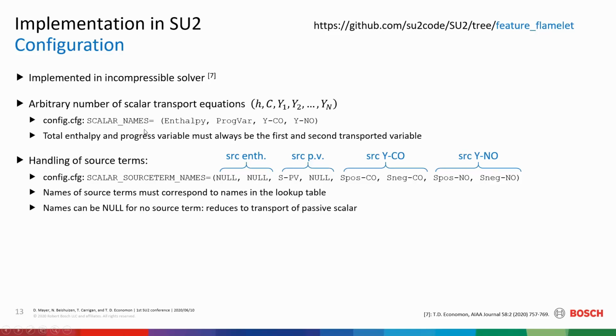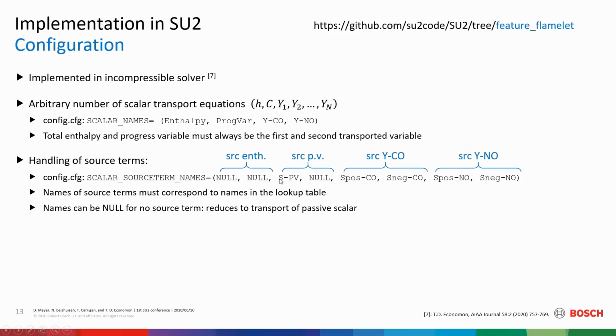If you run the FLAMELET model, there's the requirement that enthalpy and progress variable must always be the first and the second transported variable in that list. And for the source terms, we specify two source term contributions for all scalars because we want to do the source term splitting. In our case, enthalpy is passive, so we do not account for radiation, which would be a negative source here or something like that.